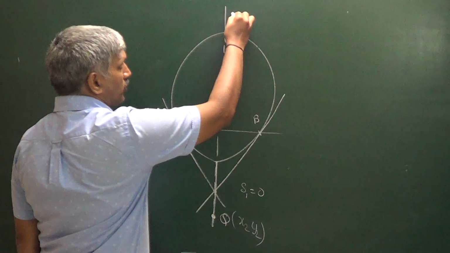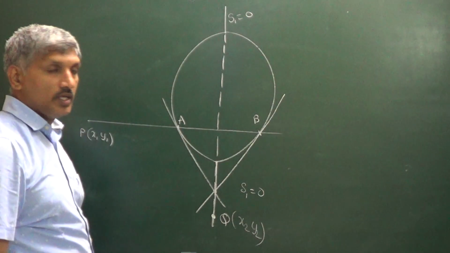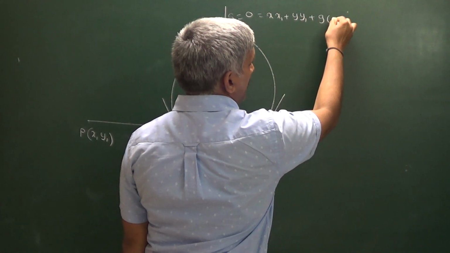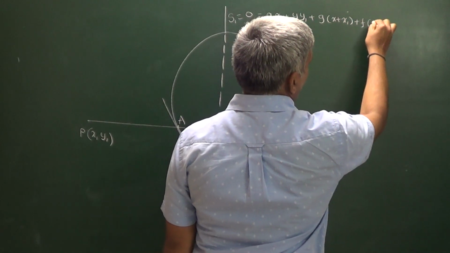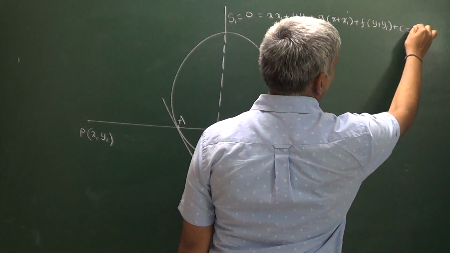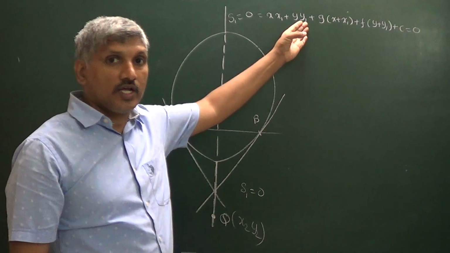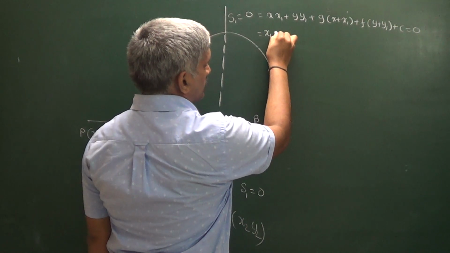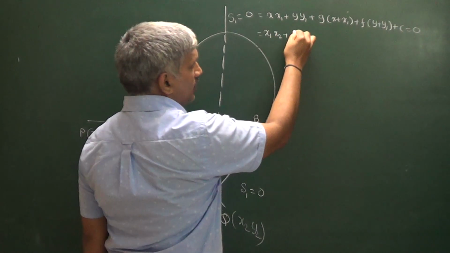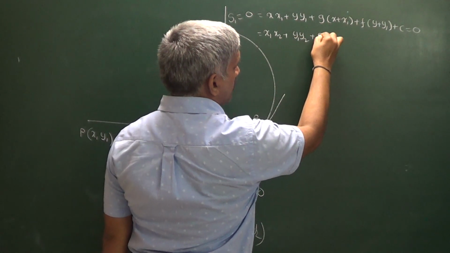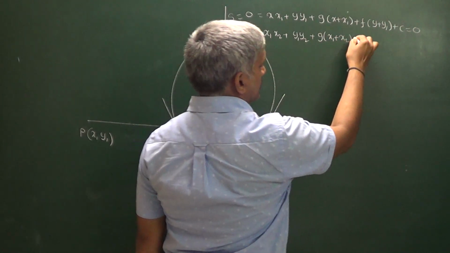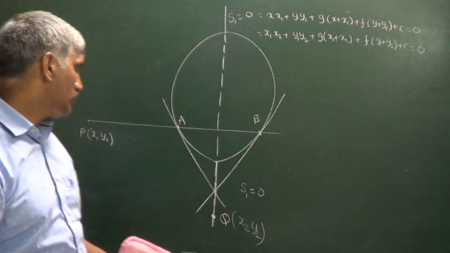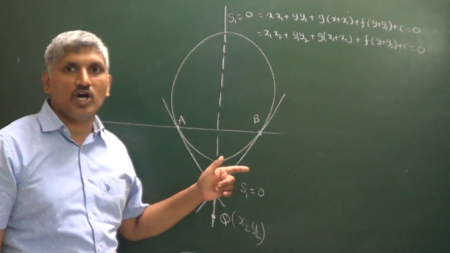You know that the polar equation S1 = 0 is nothing but x x1 + y y1 + g(x + x1) + f(y + y1) + c = 0. That is the equation of the polar. Now this polar is passing through the point (x2, y2). Substitute (x2, y2) there. That means in place of x, I am writing x2, and in place of y we are writing y2. That means x1 x2 + y1 y2 + g(x1 + x2) + f(y1 + y2) + c = 0. So these two points are said to be conjugate points.